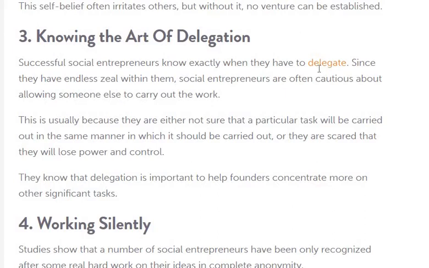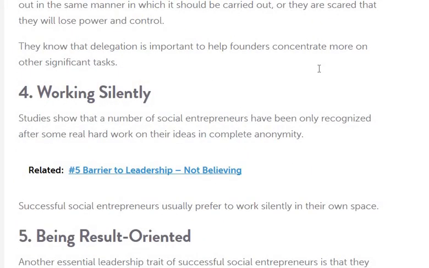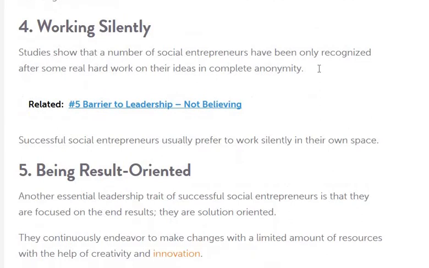The next one is working silently. Then what is working silently? Studies show that a number of social entrepreneurs have been only recognized after some real hard work on their ideas and in complete anonymity.